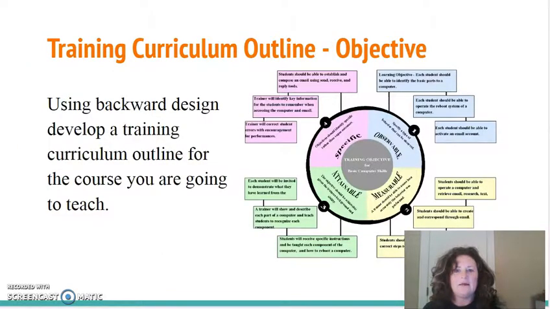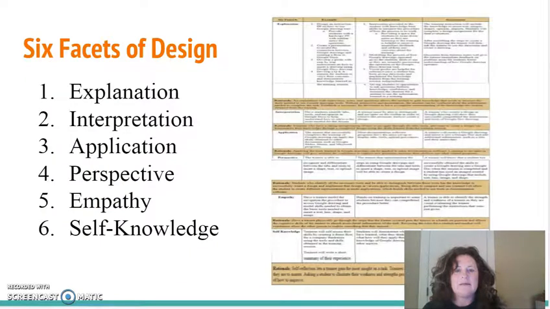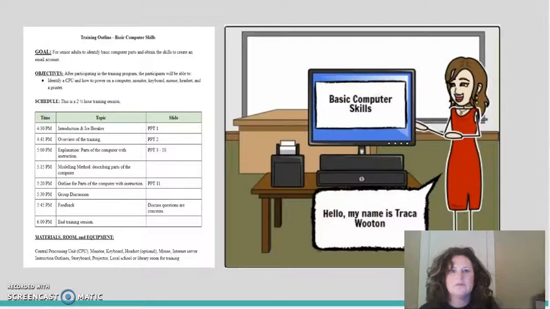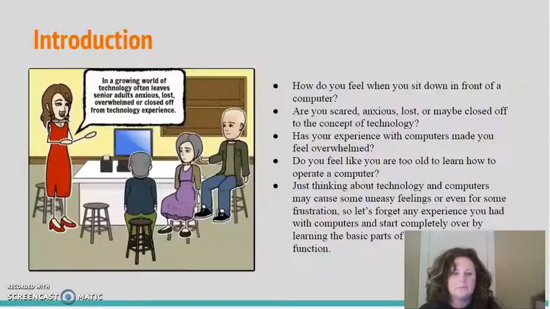Create an outline of your training curriculum, outlining the objective and the goal of your training. Design your training with the 6 facets in mind: explanation, interpretation, application, perspective, empathy, and self-knowledge. Start the training by giving a short outline of the course and introduce yourself with an attention grabber.